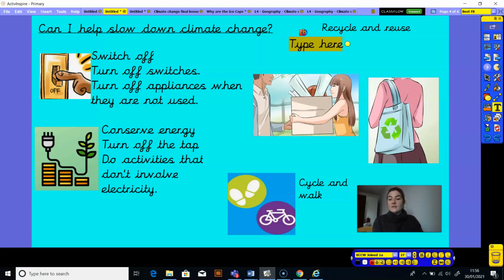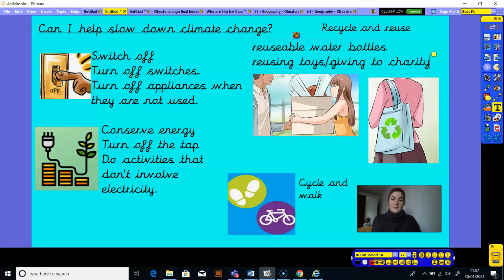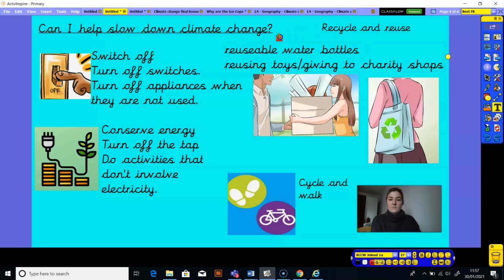And I know that Year 4 are very good at bringing in their own water bottles. So reusable water bottles, and also giving or receiving toys or things that have previously been used by other people is also good. It's not something that we can really do now because of COVID, but giving things to charity and receiving things from other people is a really good way of making sure that you are reusing things and not buying and throwing away, which is also really bad for the environment. So reusing toys or giving to charity. Might say charity shops, because that's another really good thing to do.